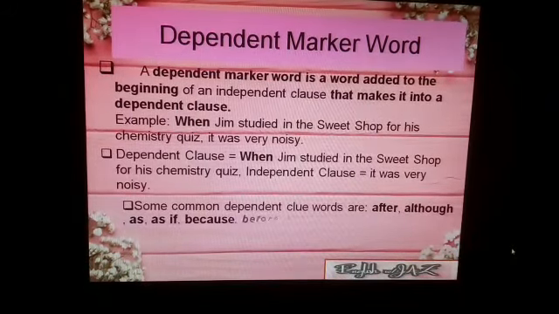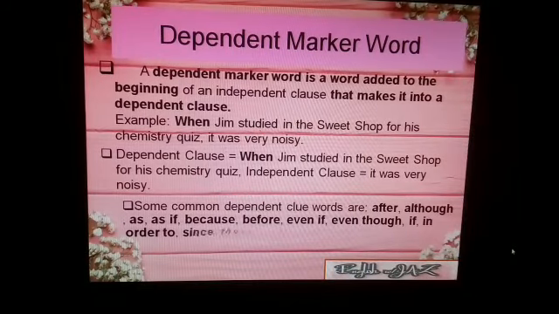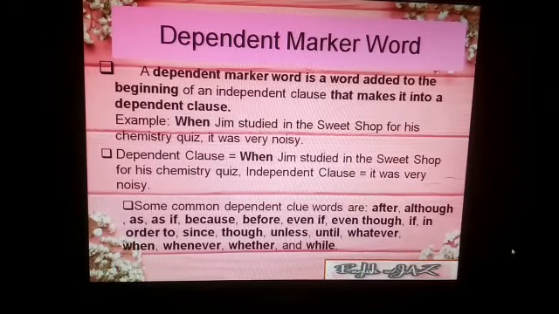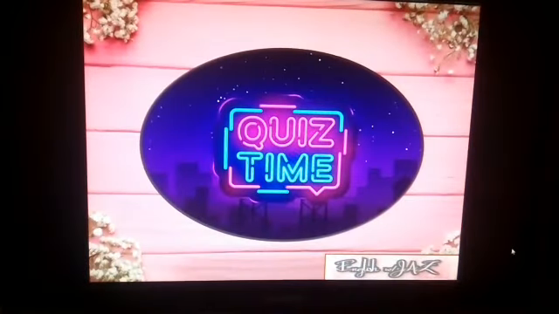Some common dependent marker words are after, although, as if, because, before, even if, even though, if, in order to, since, though, unless, until, whatever, when, whenever, whether, and while. Let us have now our quiz time.